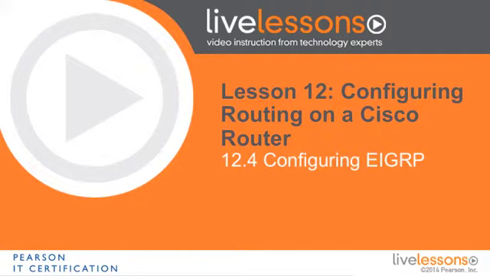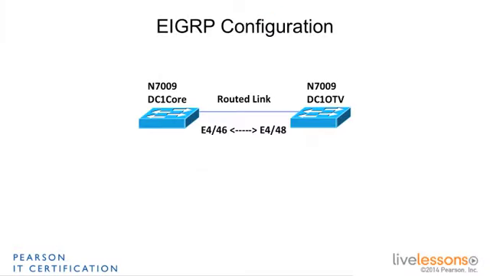Welcome to Lesson 12, Configuring Routing on a Cisco Router, Sublesson 12.4, Configuring EIGRP. In this lesson, we're going to use a similar topology to what we've used in previous lessons. Two Nexus 7000s connected over a routed link between ports E4/6 and E4/8. Let's take a look.